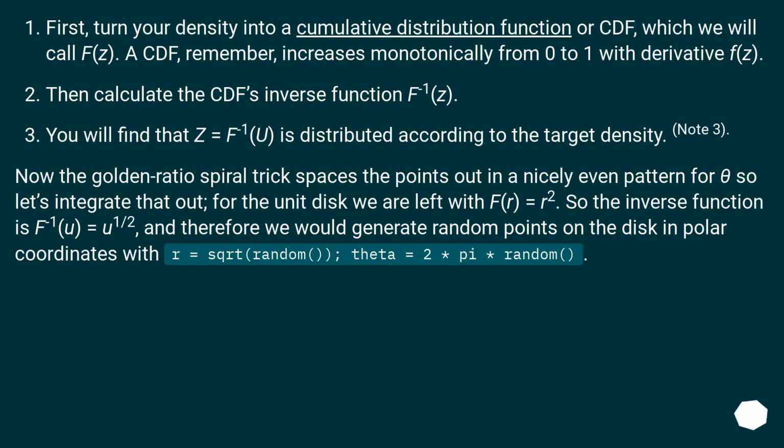Note 3. Now the golden ratio spiral trick spaces the points out in a nicely even pattern for theta, so let's integrate that out. For the unit disk we are left with F(r) equals r^2. So the inverse function is F^-1(u) equals u^(1/2), and therefore we would generate random points on the disk in polar coordinates with r equals sqrt(random), theta equals 2pi random.